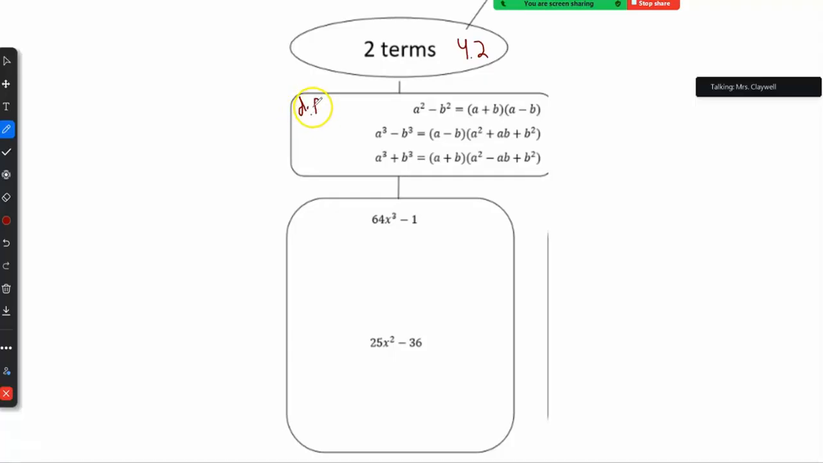This first example is difference of squares. This is difference of cubes. This is difference, or not difference, but sum.